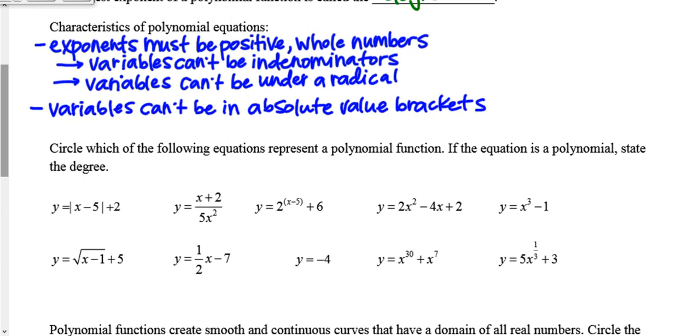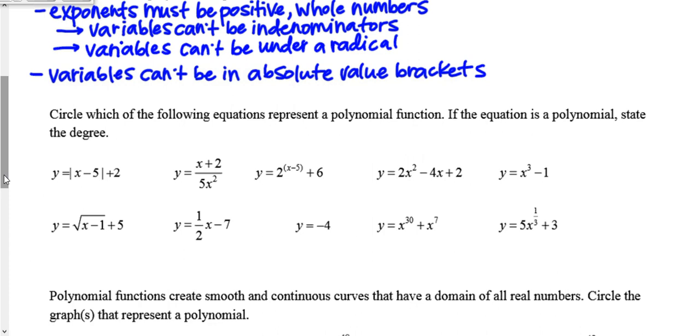Okay, so let's go through that and knock off some of these equations that we know can't be polynomials based on that. So let's talk about the fact that variables can't be in the denominator. So variables can't be in the denominator, so let's get rid of that one. Variables can't be under a radical, so we would have to get rid of this one. Oh, I missed the first statement. Let me go back to that. It says that exponents must be positive whole numbers. So here we have an exponent that's a 1/3, so we would have to get rid of that.